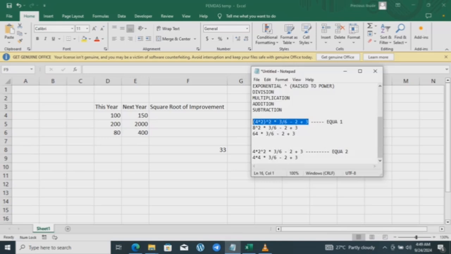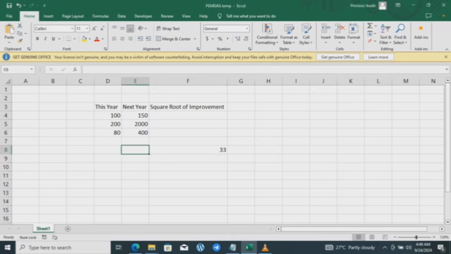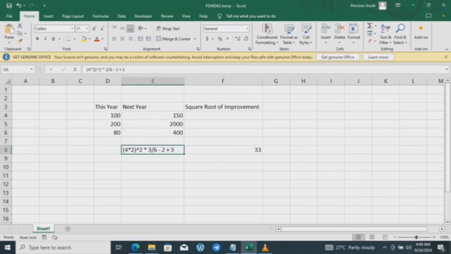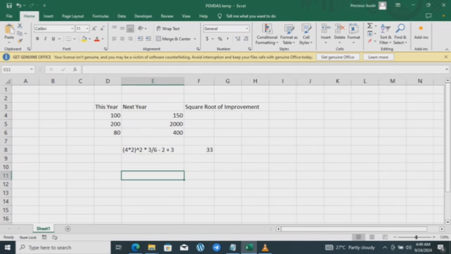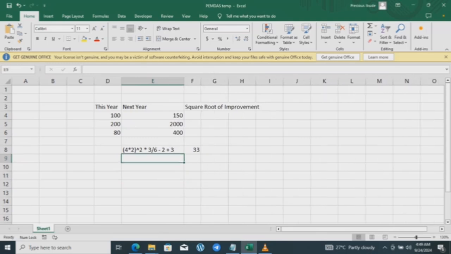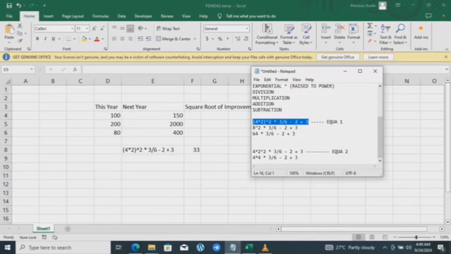Let me paste that formula here so that you see what we're talking about. It was equation one that gave us 33 altogether. Now look at equation two, which is different from equation one. The only difference between them is the bracket. Are you seeing that there's no bracket in equation two, but there's a bracket in equation one?